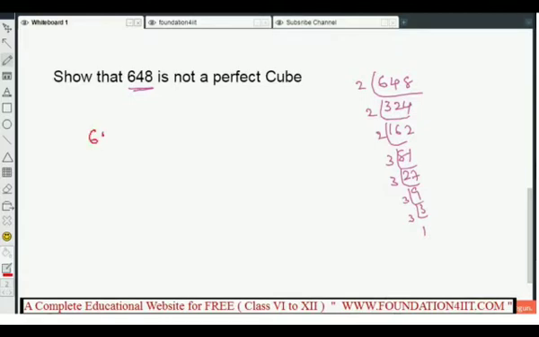So 648, I can write as the product of all these numbers. So 2 into 2 into 2 is one set, into again 3 into 3 into 3. An extra one more 3 is there. So this is another 3. So it's clearly 648 is not a perfect cube because of some extra number.